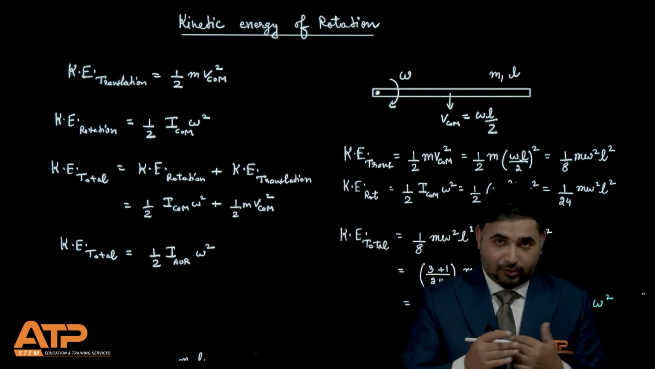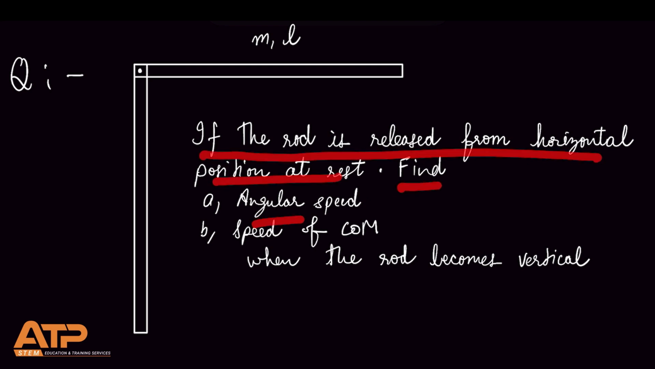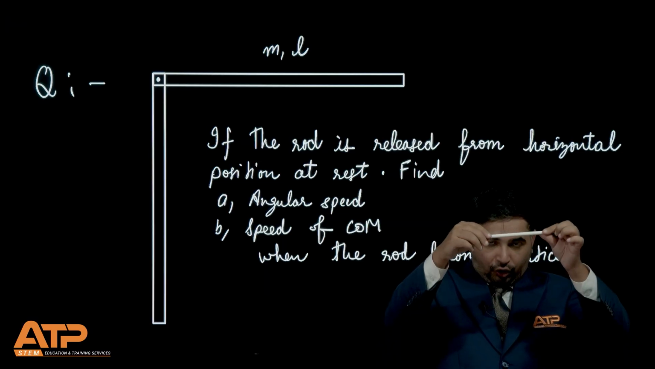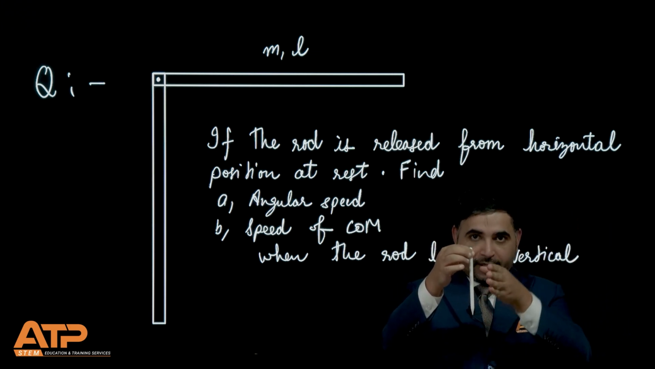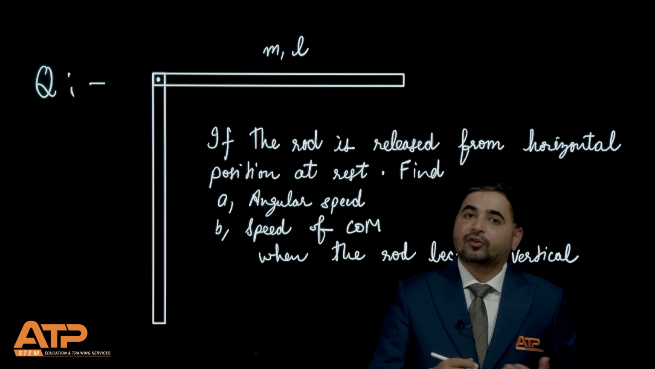Now let's do a question based on this. Here in this question, we have a rod which is initially horizontal, and when we let go, it swings to a vertical position. If the rod is released from horizontal position at rest, find angular speed and speed of center of mass when the rod becomes vertical. Initially it is horizontal, we let go, it starts to move. At this moment, what are the speeds? What is angular speed? What is speed of center of mass? How can we solve this question?